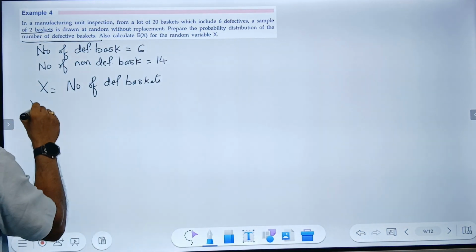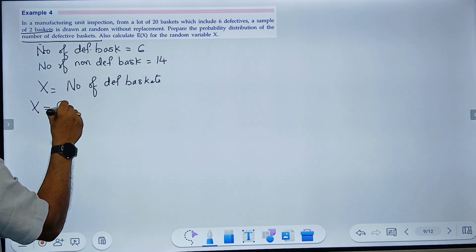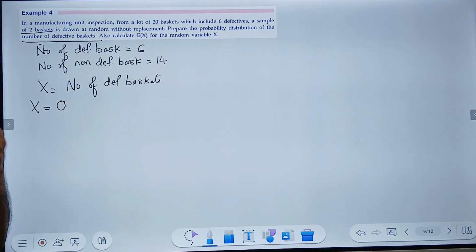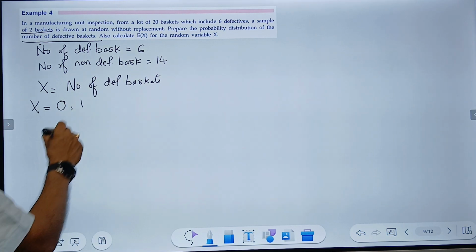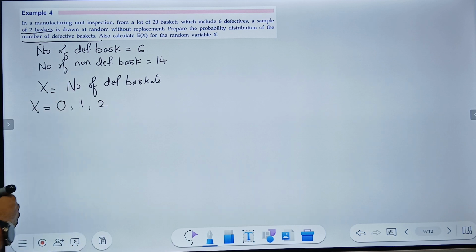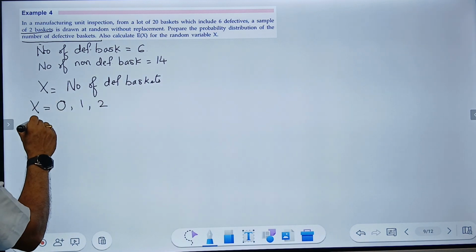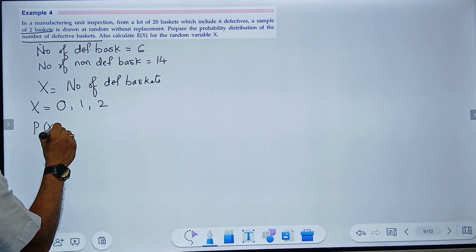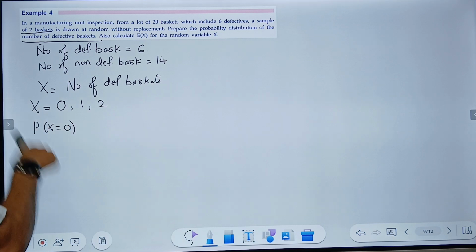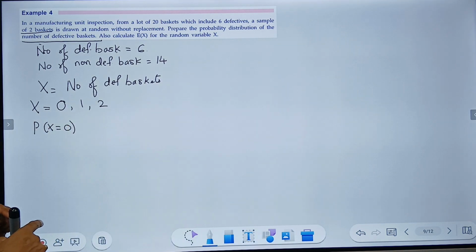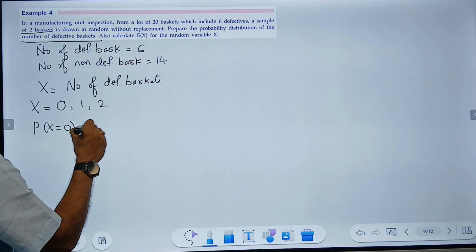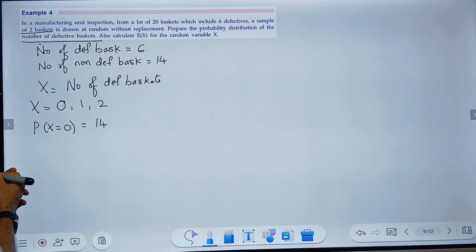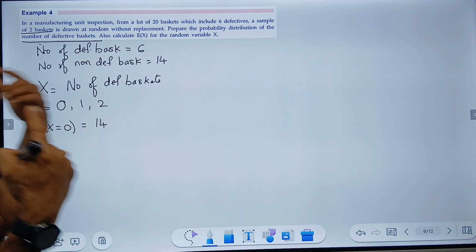So what are the possible numbers? You are selecting 2 baskets. Both the baskets are non-defective, or one basket is defective, or both the baskets are defective. Clear? So now what is the meaning of X equal to 0? Both the baskets that you have selected are not defective. How many non-defectives are there? 14. And you are selecting without replacement.